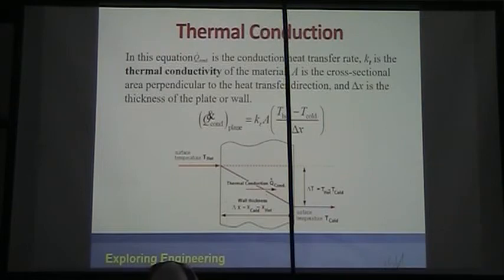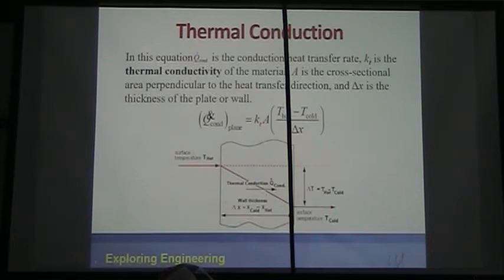All right, so in this equation, Q dot of conduction is the conduction heat transfer rate. KT is the thermal conductivity of the material. A is the cross-sectional area perpendicular to the heat transfer direction. And change in X is the thickness of the plate or wall.